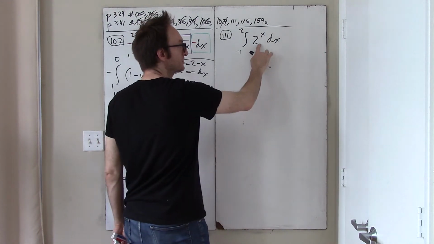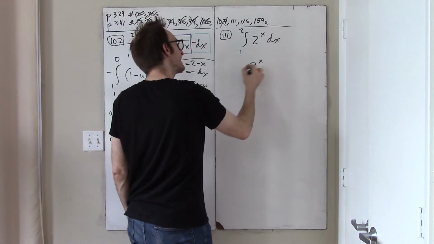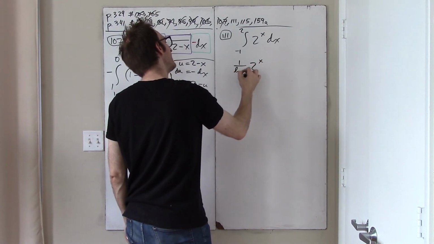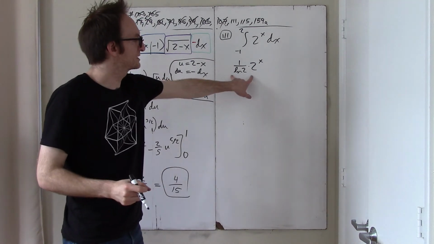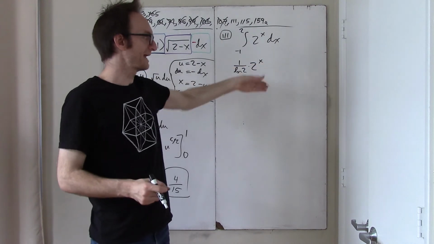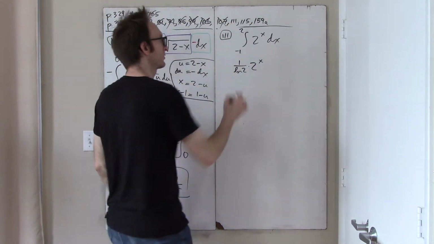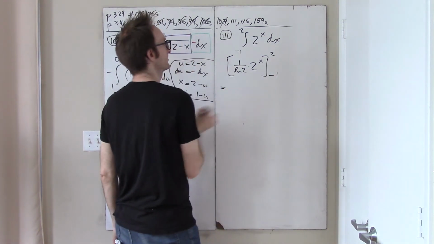What's the antiderivative of 2 to the x? We should just be able to do that in our heads. It's not quite 2 to the x, it's going to have to be 1 over ln 2 times 2 to the x, because now if you differentiate this, you get 1 over ln 2 times, what's the derivative of 2 to the x? It's ln 2 times 2 to the x. So this is just the right answer, and I claim this is just the way to do this.